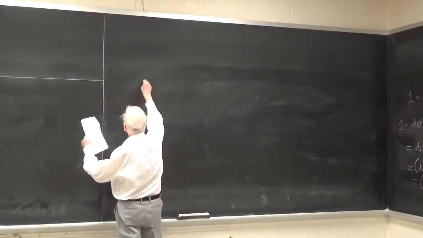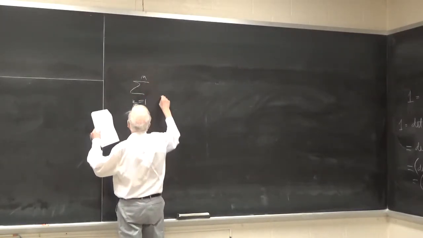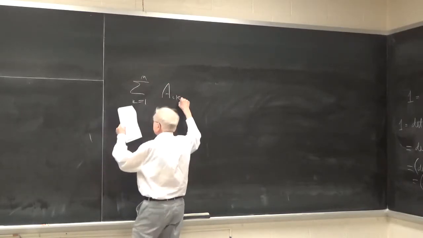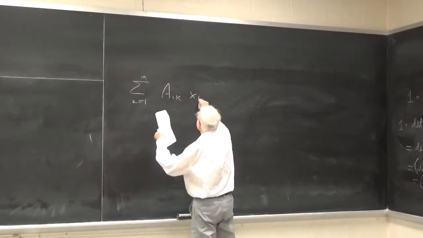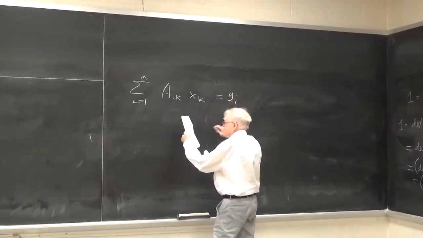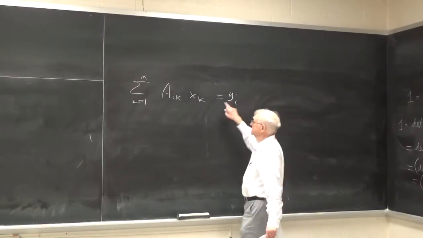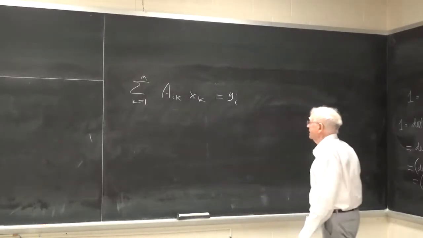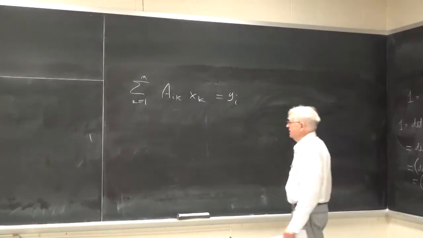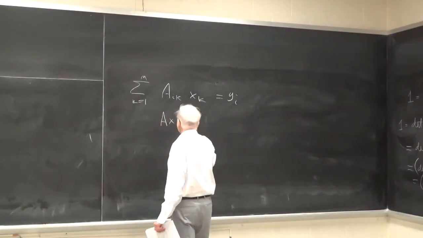Suppose we have these equations: the sum over k equals 1 to n of a_ik x_k equals y_i. And suppose there are n of these. Then this equation in matrix notation is Ax equals y.